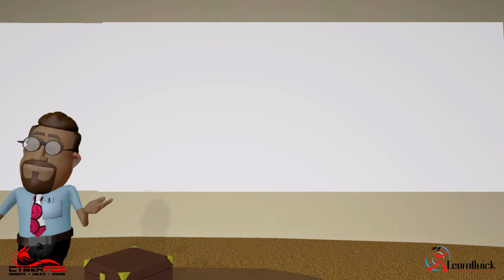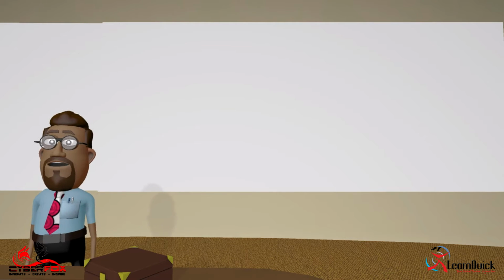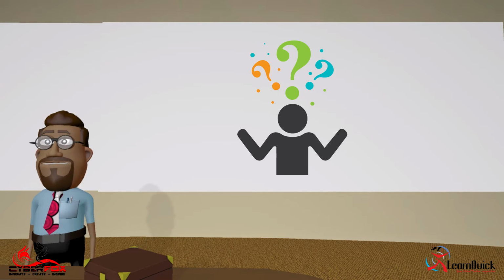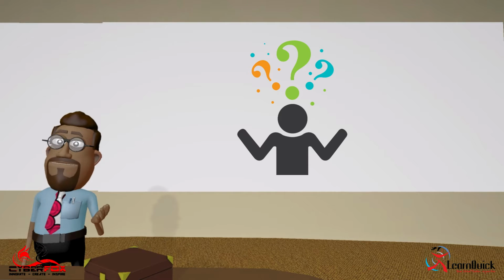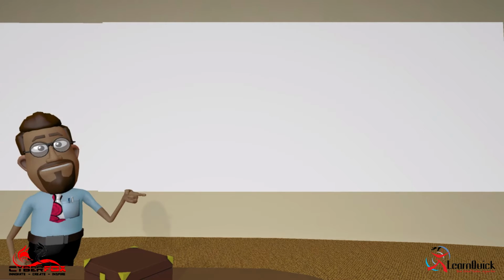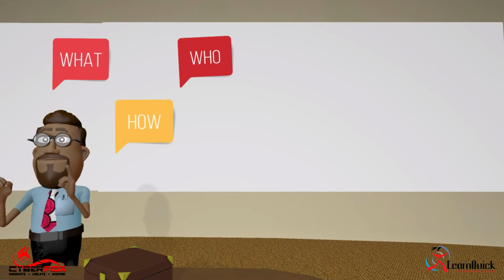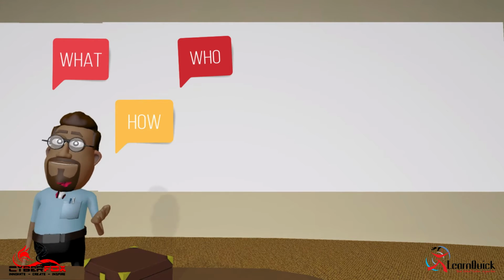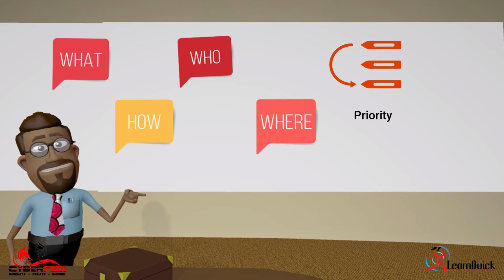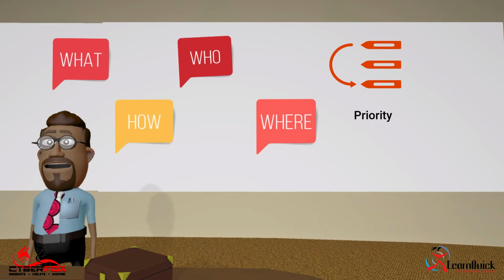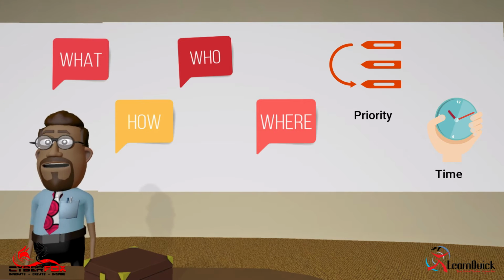unnecessary things. When drawing up an action plan, there are a couple of questions you should ask in order to identify your objectives. Firstly, you need to plan what has to be done, how it should be done, who should do it, where should it be done, what priority it should have, and how much time it will require.